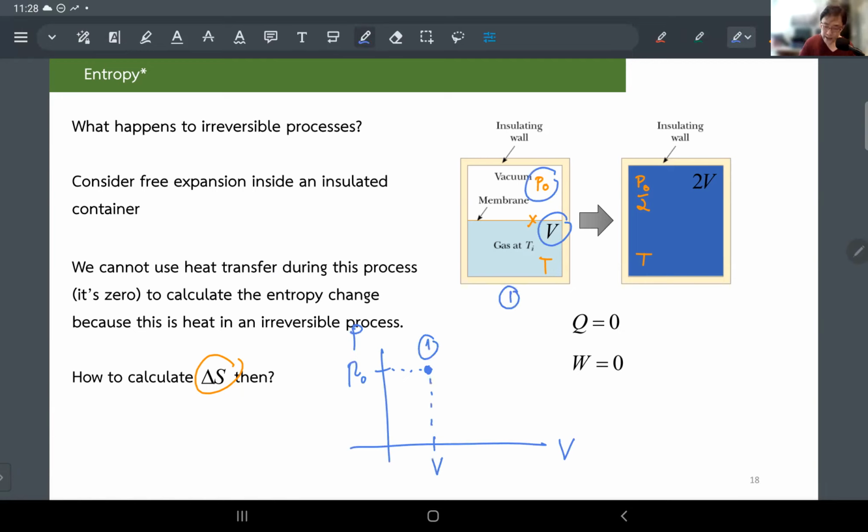And in the final state, your volume is twice as big. The pressure is reduced in half. So that is going to be your final point right there. So you know the state of the gas. Question. What kind of process do you think is happening from 1 to 2? If you want to connect dot number 1 and dot number 2, what kind of shape of curve are you going to use to describe this free expansion process?